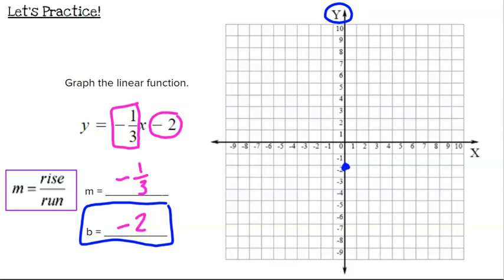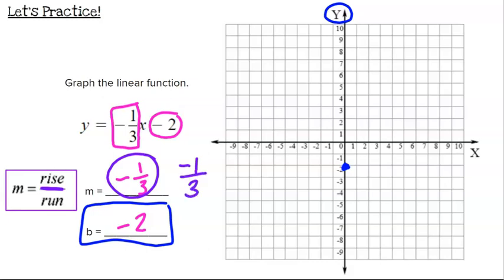Next step, we are going to use our slope, our rise over run, to find those next points. So our slope is -1 over 3. Now when I read that, the -1 over 3, I only say the negative at the beginning with the 1. So it's -1 over 3.